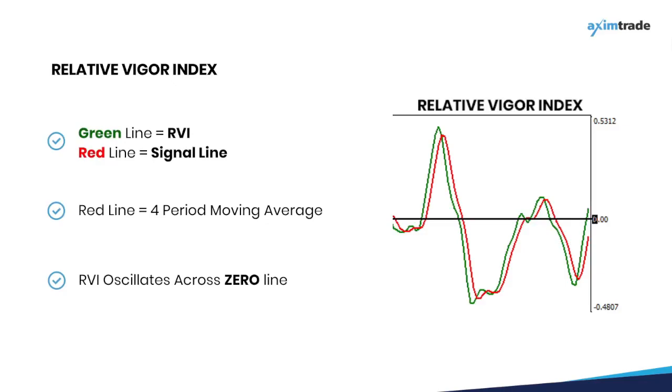The RVI consists of two lines, green and red. The green line is the RVI itself, whereas the red line is the trigger or signal line. The red line is a 4-period volume-weighted moving average of the green line, and it is used to provide trading signals when it crosses above or below the RVI line. Rather than having a fixed range, the Relative Vigor Index oscillates across a zero line, going either higher or lower than the line itself.